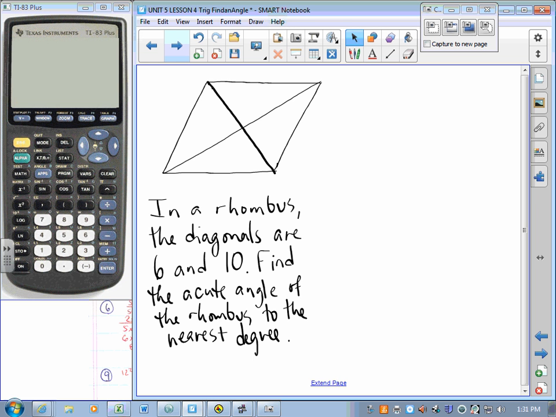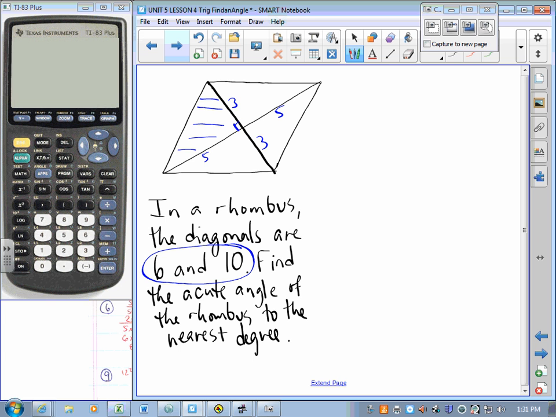This is a super problem because it reminds us of everything we used to know about rhombi. What do we know about a rhombus? We know all the sides are congruent. We also know that the diagonals bisect each other. So when we say 6 and 10, what we really mean are 3 and 3 and 5 and 5. And we know that the diagonals are perpendicular, so this triangle is a right triangle.